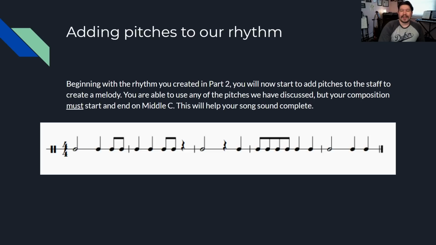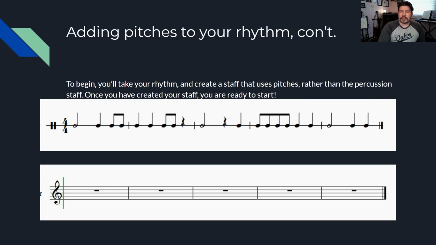Okay? So what we're going to do first is take that same rhythm that we had, and just keep it in mind. And we're going to create a staff down here that has the 5 lines and 4 spaces with our treble clef. So we're going to be making this a treble clef melody. So the next thing that we're going to do, once we've created our staff and we line up our measures, is start adding pitches to the rhythm that we already created.